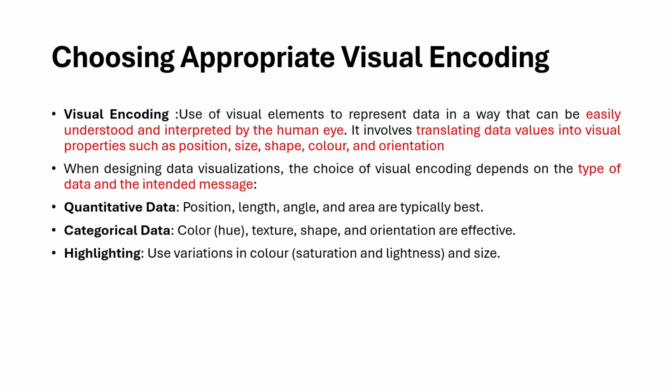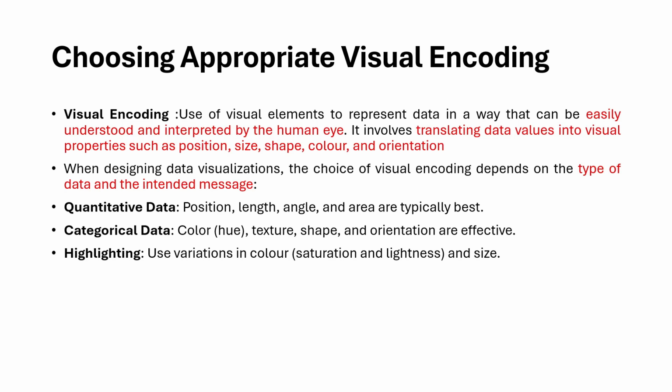What is visual encoding? Visual encoding is the use of visual elements of the graphs to represent data in a way that can be easily understood and interpreted by the human eye or the reader. It involves the process of translating data values, the magnitude, into visual properties such as position, size, shape, color, and orientation. So we are trying to map the data value into these properties of visual presentations.